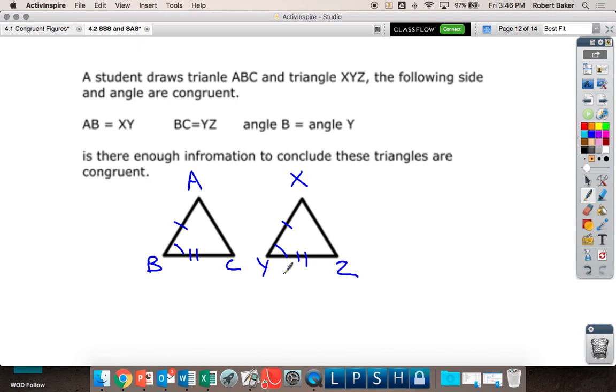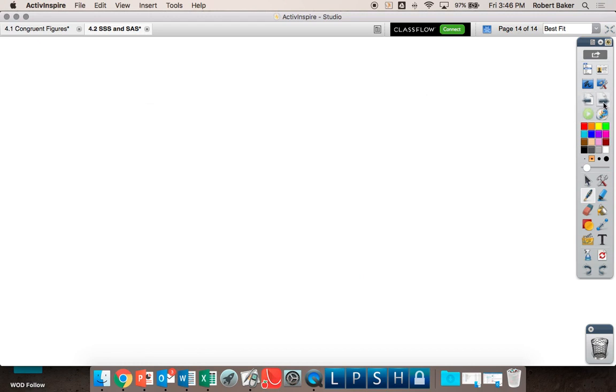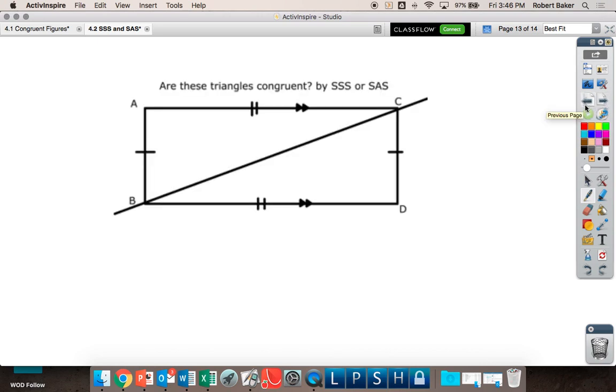And going through SSS wouldn't work. Is that in your notebook? Are these triangles congruent? Yes, perfect. What shortcut did you use? SAS. The middle ones. They are congruent.